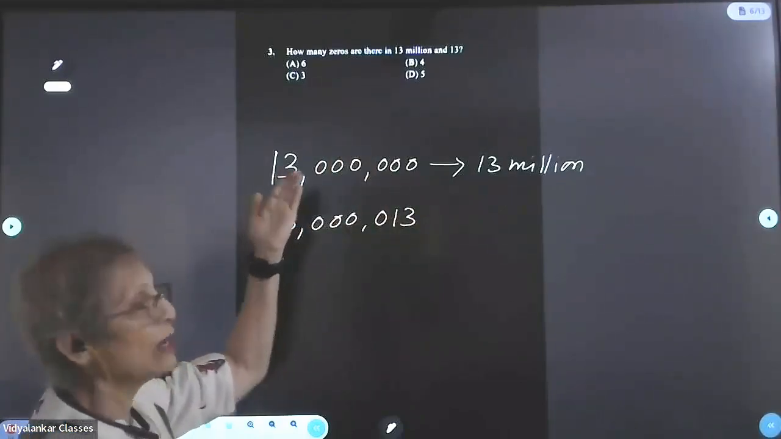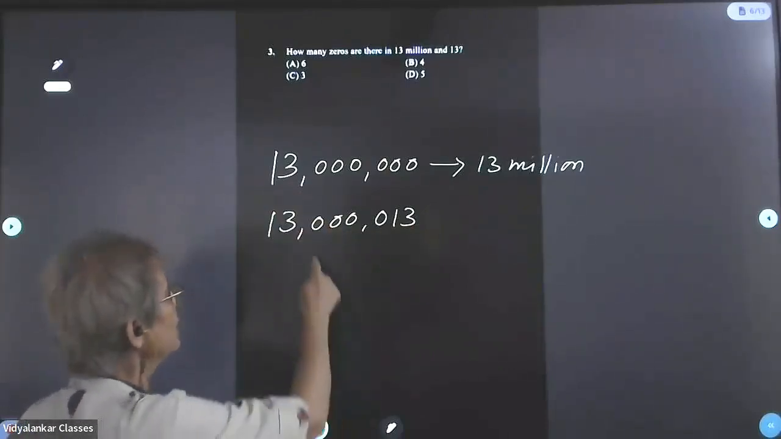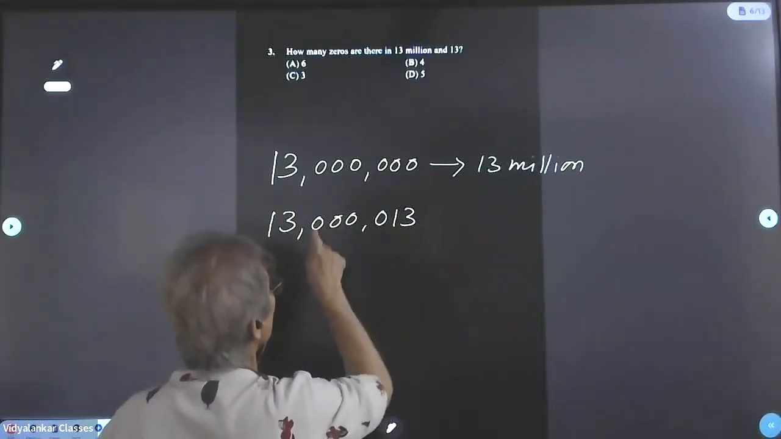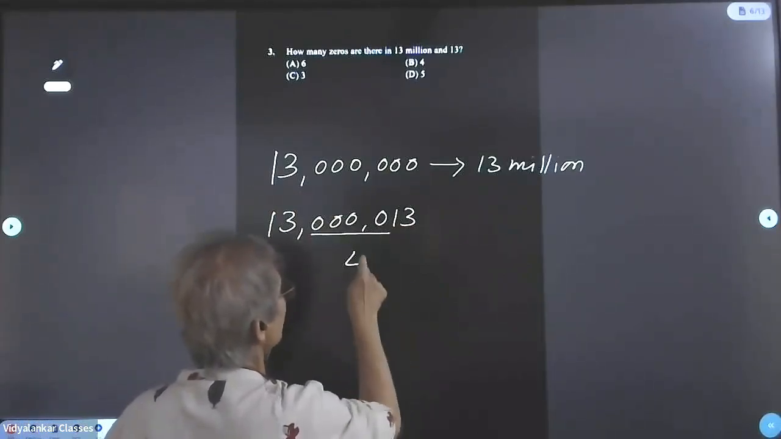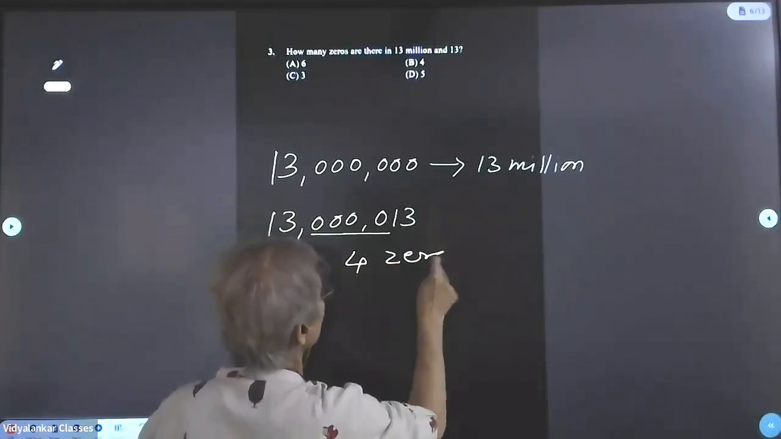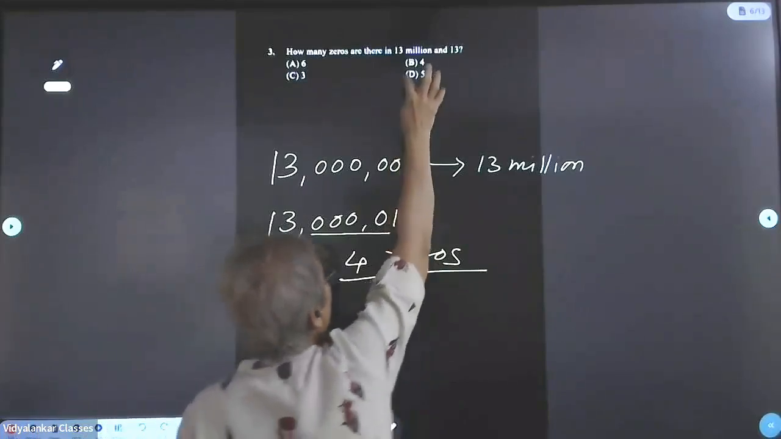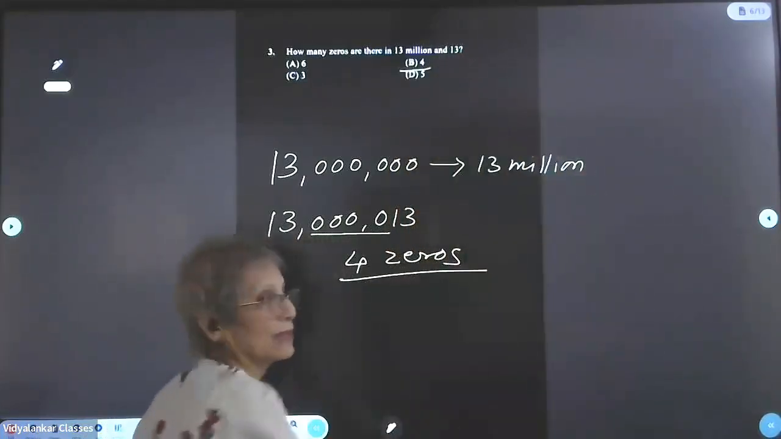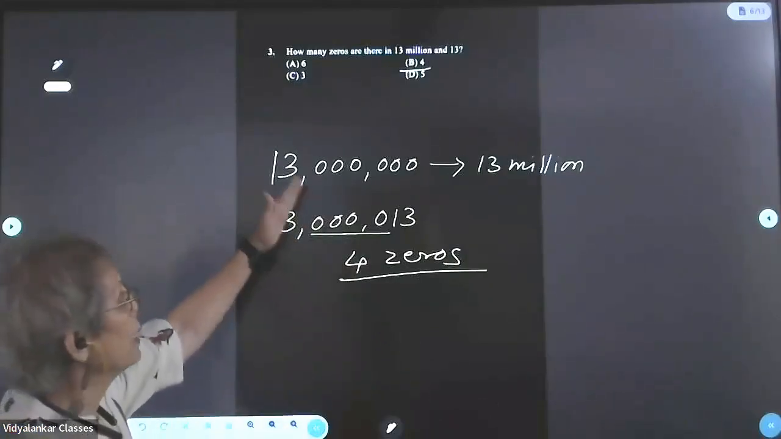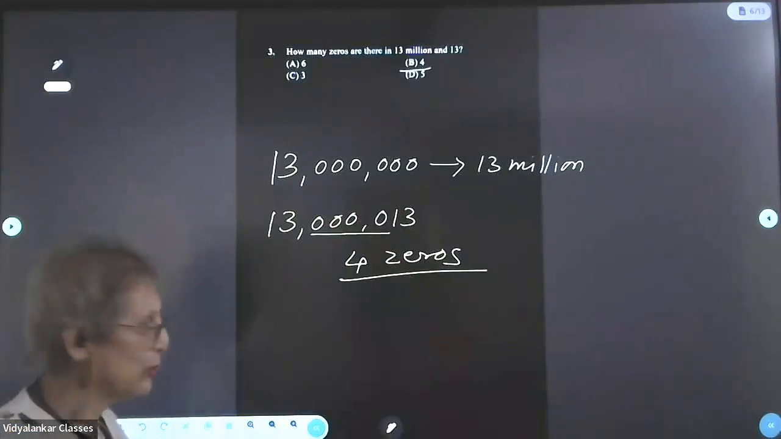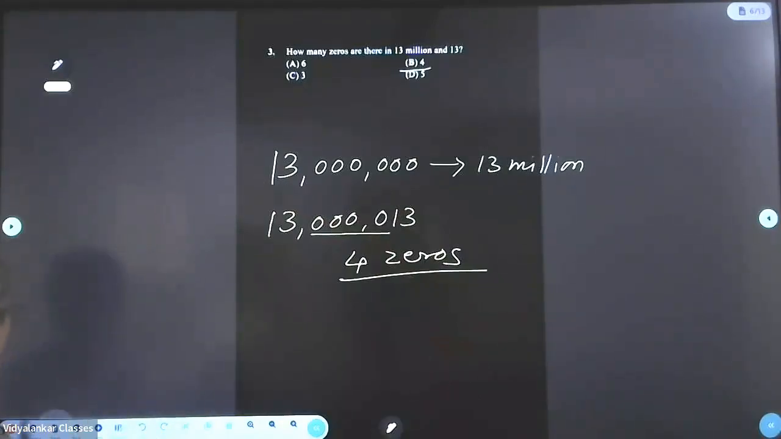And now the question is, how many zeros are there? So count zeros, 1, 2, 3, 4. So the number of zeros is 4. So the answer is 4. Again, the answer is B. Okay, so this is 13,030,000. Let us move to the next question.